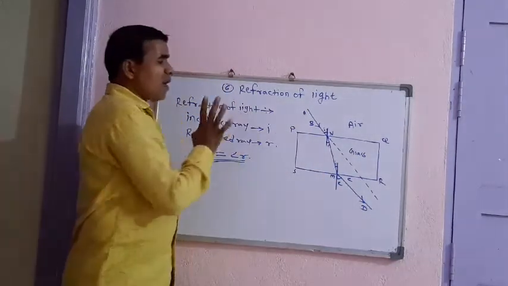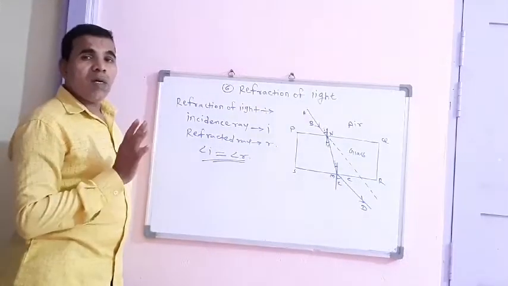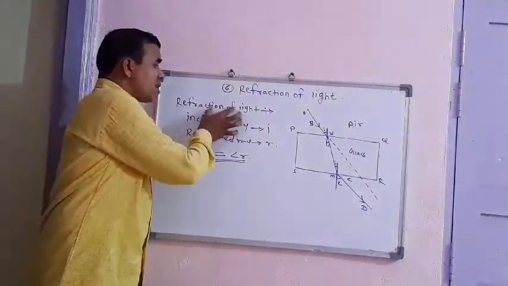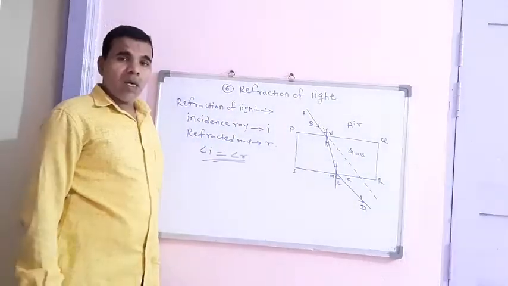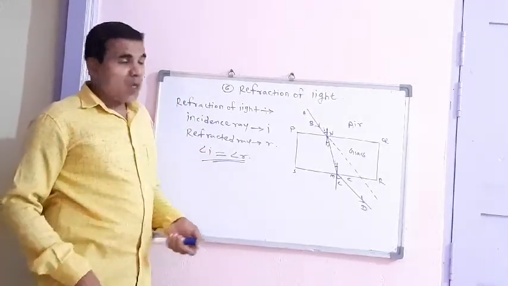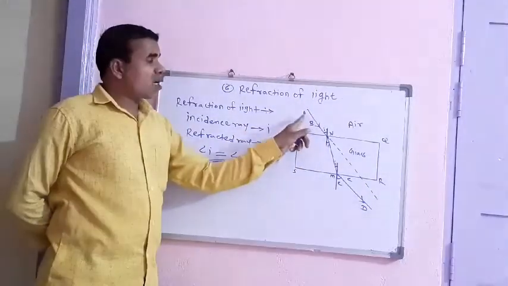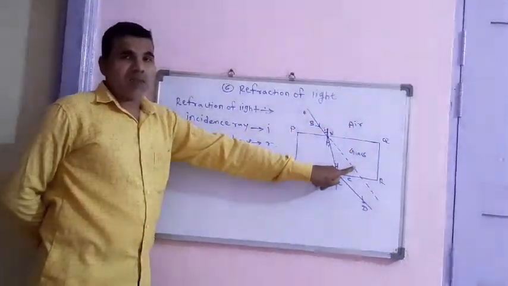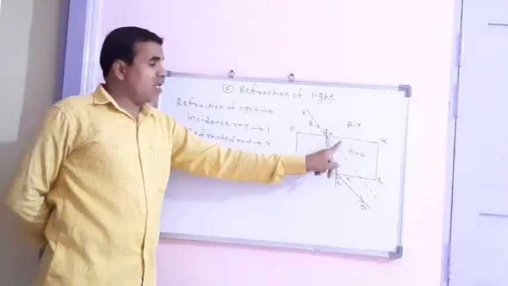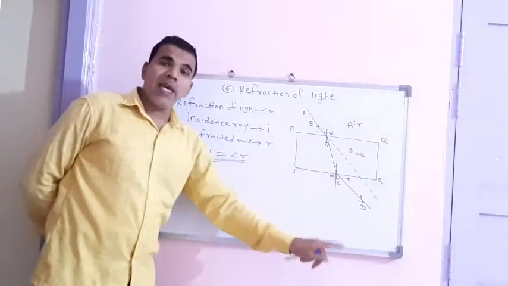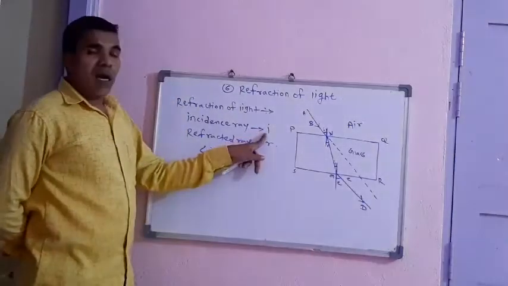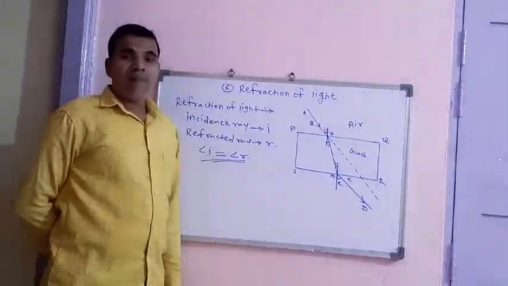So refraction of light is the change of light from one transparent medium to another transparent medium. When the light rays transfer from air to glass, it is the incident ray. And when these rays transfer from glass to air, it is a refracted ray. So the incidence angle is denoted by angle I and the refracted angle is denoted by R.